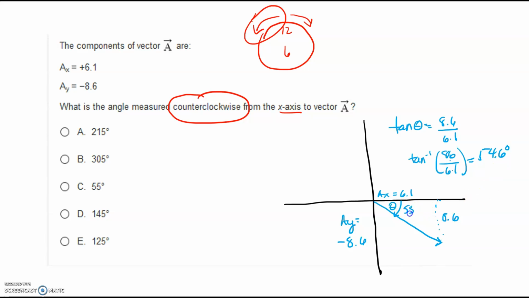So if this is 55 degrees, they still don't want me to measure it from there. They want me to measure it from the x-axis counterclockwise, so from here to here. So they want to know what this angle is. So I had to take 180 and I subtracted 55 and I got 125, which is E.